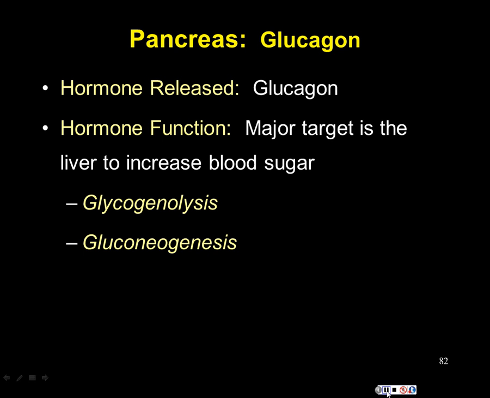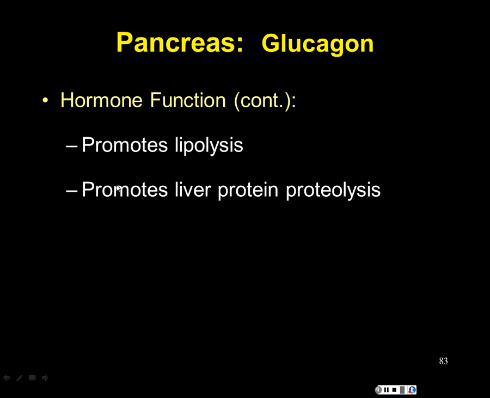Not only does it keep our blood sugars elevated, it keeps our other nutrients elevated, such as our fatty acids, proteins, and amino acids. So not just sugars, but lipids or fatty acids and amino acids can be liberated. We don't need just sugar for nutrients or an energy source, so our proteins and our fats can be broken down as well.